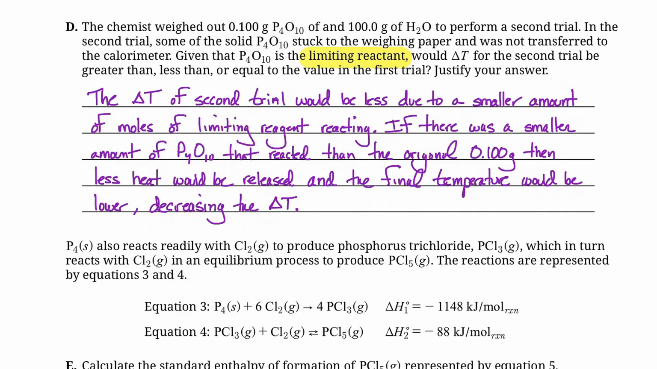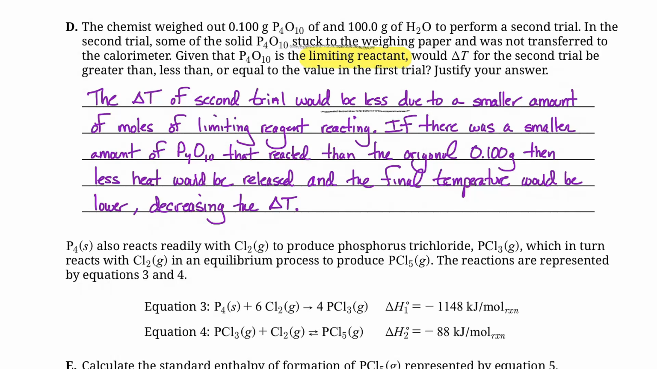And because we have less of it, because it's stuck to the weighing paper, we're going to have less heat released by this exothermic reaction that we found from 3C. Here comes the question. Would the change in temperature for the second trial be greater than, less than, or equal to the value? Answer that question first. Make sure you do so. It's less than. Don't just justify your answer. Less than. Come out and say it.